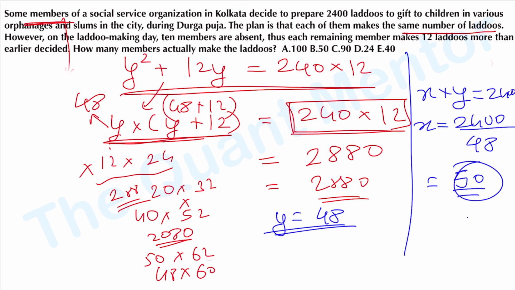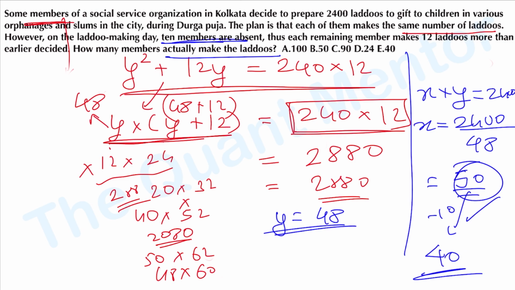Okay, so initially 50 people were working to make the laddus, but as per the question, 10 people were absent on that day, right? So finally, how many members actually made the laddus? It is 50 minus the 10 people who were absent. Your answer would be 40. Okay, now this conventional way would be very, very lengthy. It is obviously very, very lengthy to deal with.